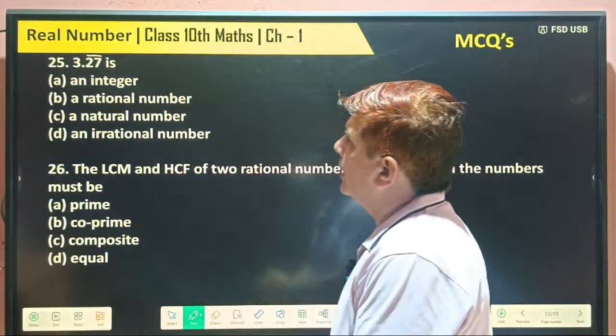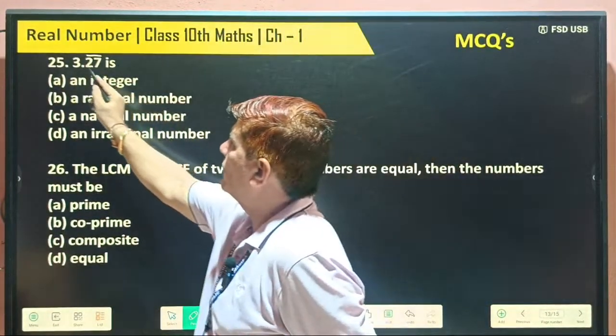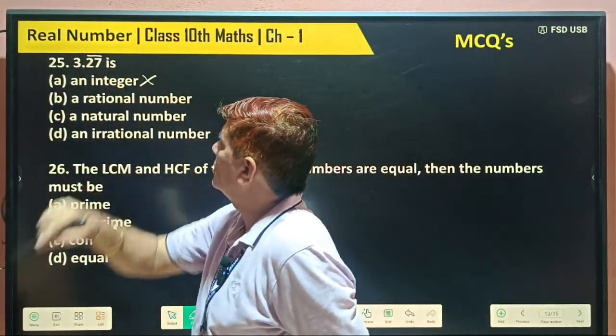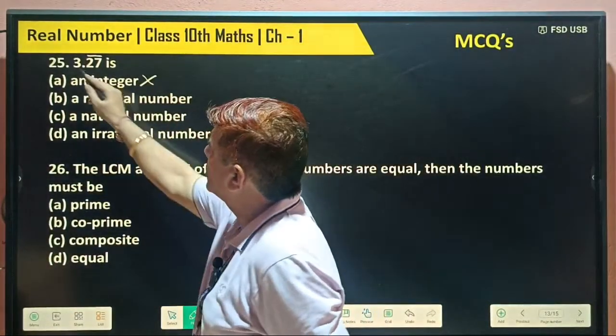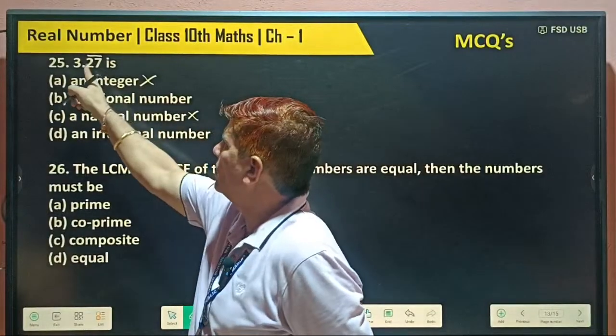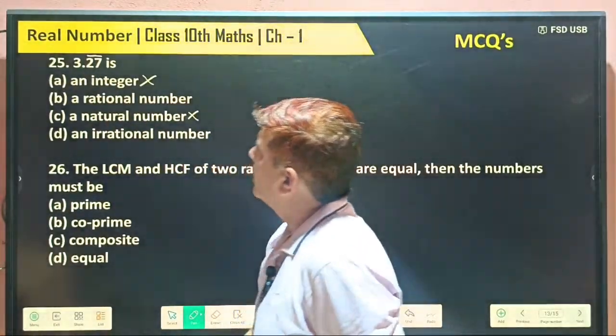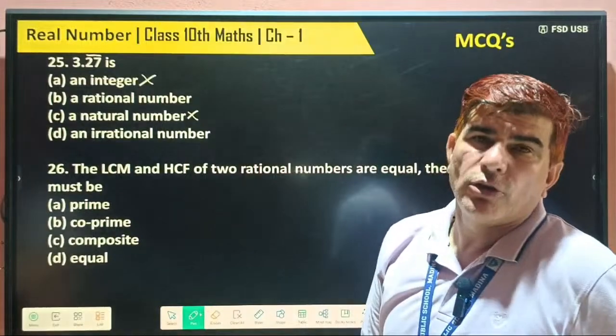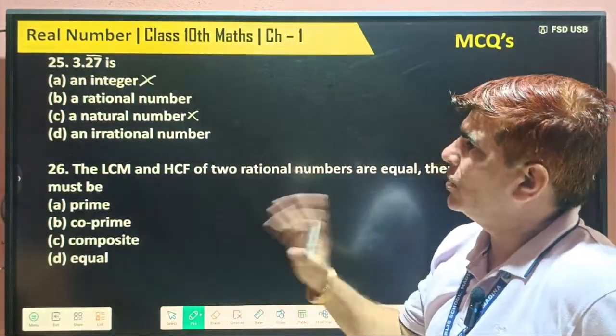3.27 bar. You have to tell whether it is an integer. It is in the form of a decimal, so definitely not an integer. Natural number? Not in the form of a decimal, so definitely not a natural number either. You have to tell whether it is rational or irrational.